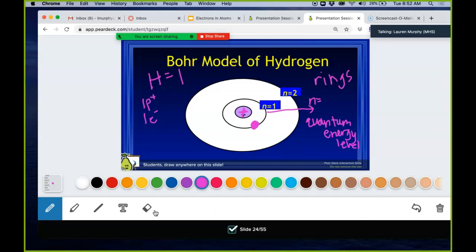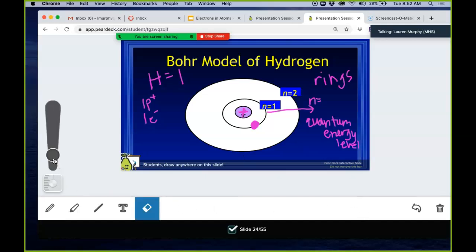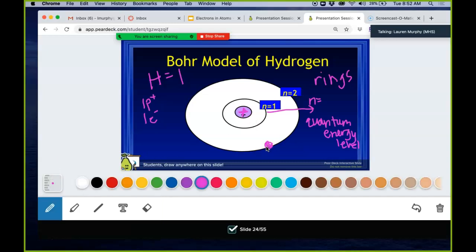Now, if I were to do this, and I have +1 in my nucleus, it means it's hydrogen, and I have my 1 electron on this second ring, n equals 2, the second energy level.